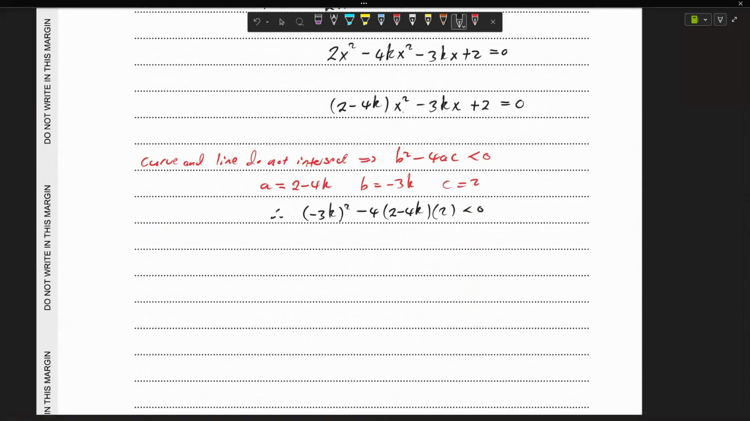That means that 9k squared minus, actually plus, because this is 8, right? So minus 16 and plus 8 times 4, 32k is less than 0. 9k squared plus 32k minus 16 is less than 0. All right. Factorizable.